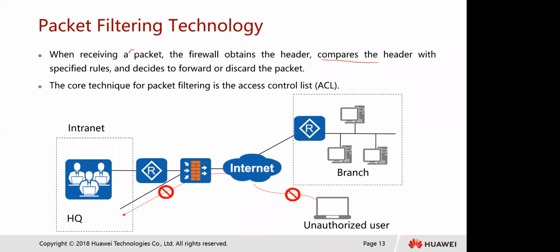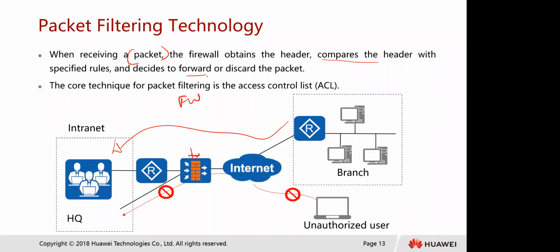When this guy from this branch tries to send a packet all the way to our headquarters, what is going to happen? Our firewall is going to obtain our header. It's going to compare the header with the specific rules we have configured in our firewall. And then from those rules, it will decide whether to forward the packet or to discard the packet.